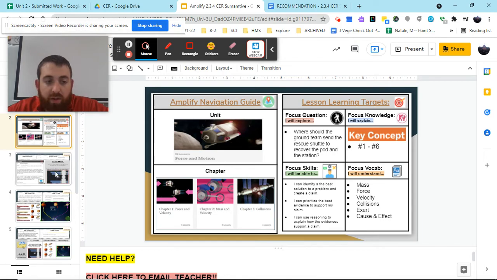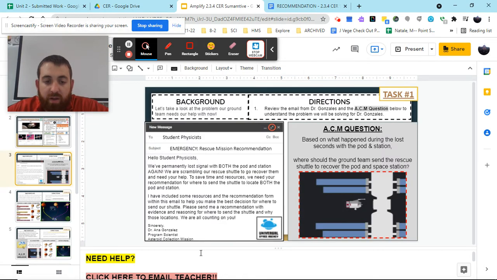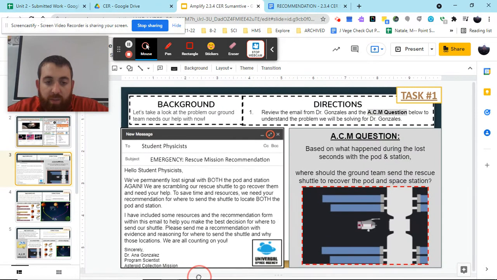So let's go ahead and take a look at the very first task where we're given an emergency email from Dr. Gonzalez regarding the space pod and space station. It says we permanently lost signal with both the pod and the station again. So this isn't about the first time losing the signal. This is now a second time that they've lost the signal. So this is them losing the signal after everything that's already happened to the pod and to the station.